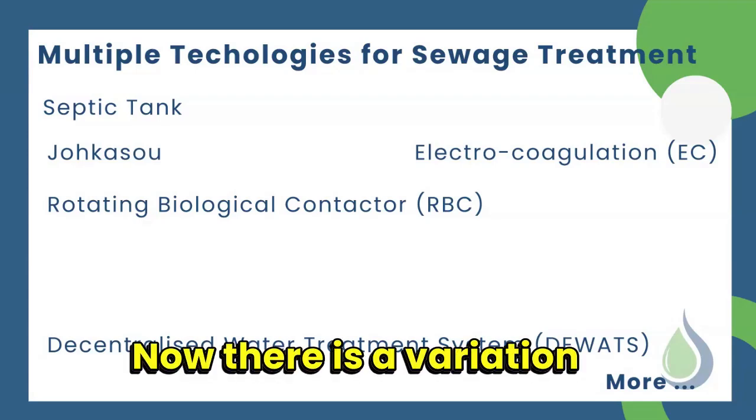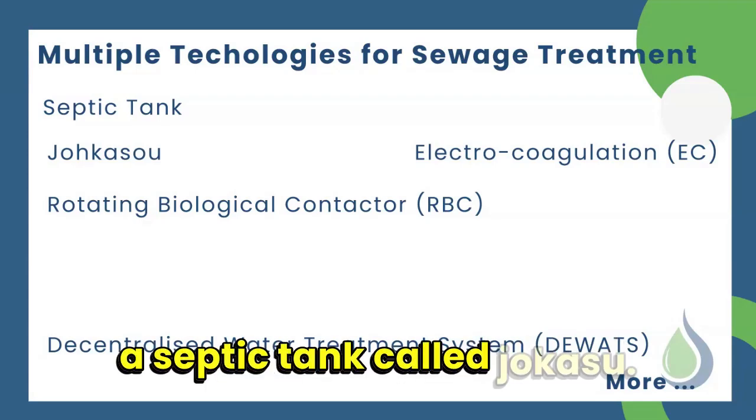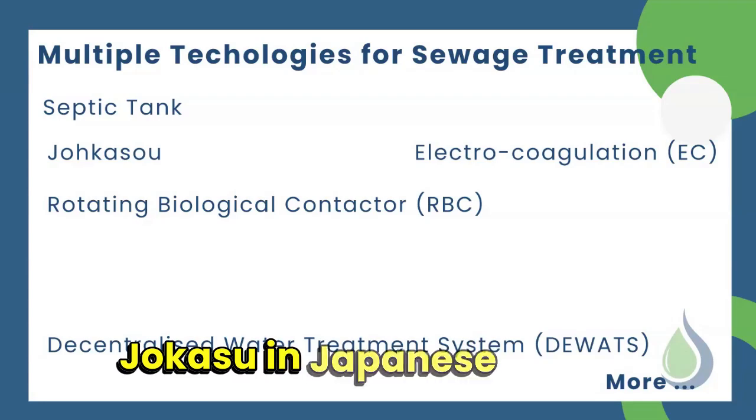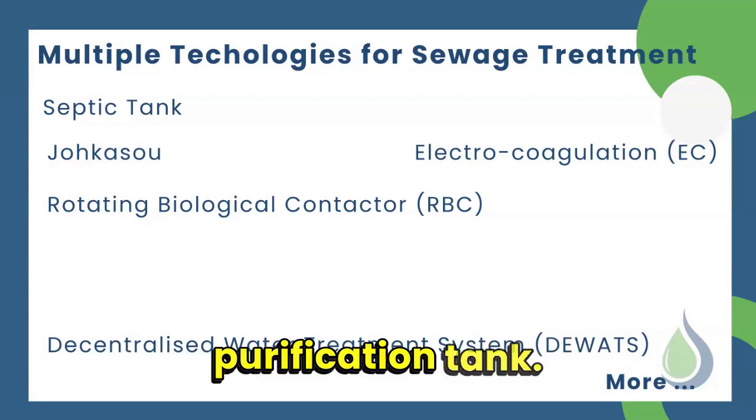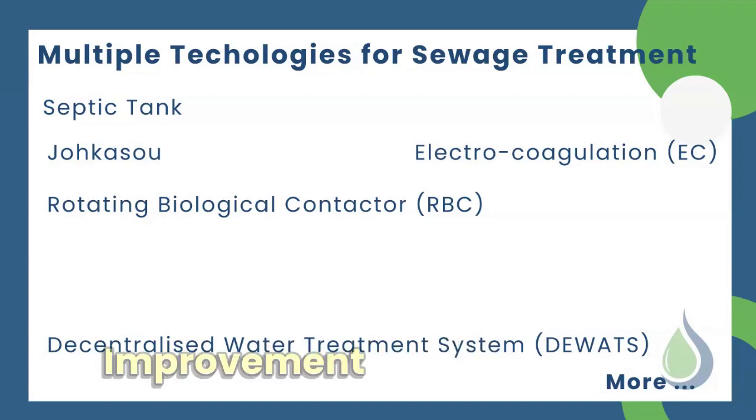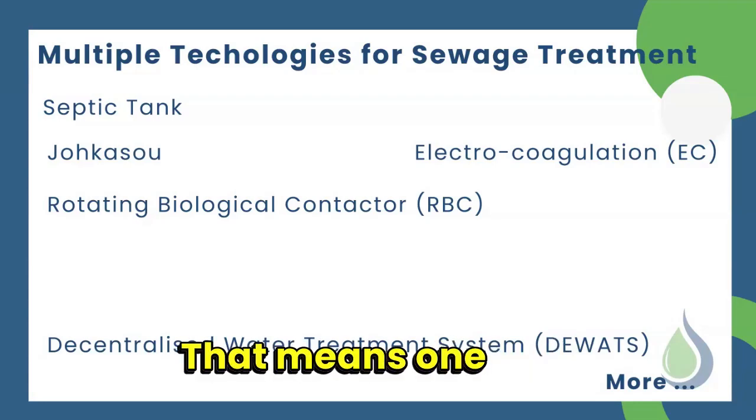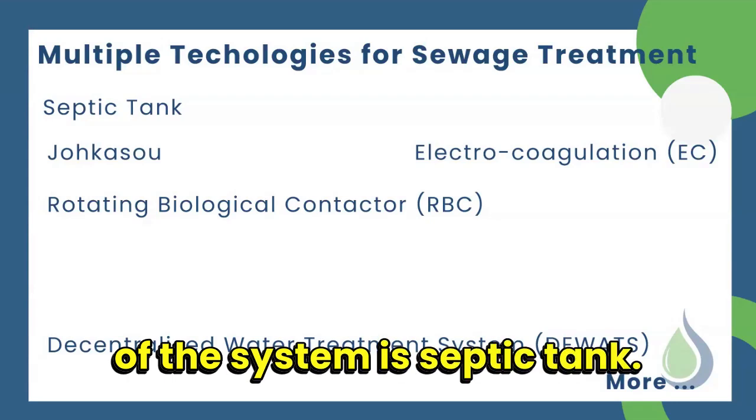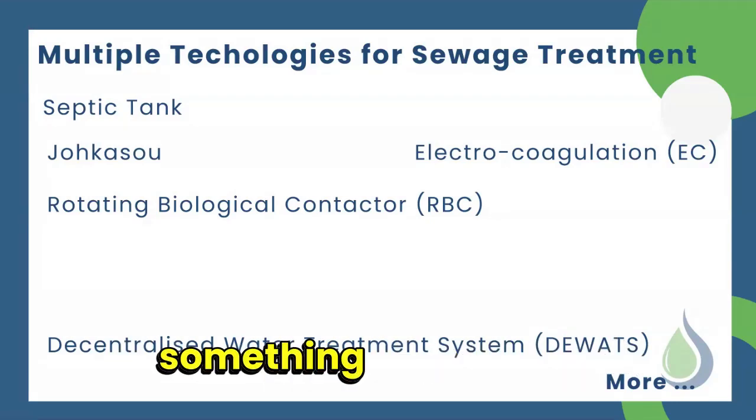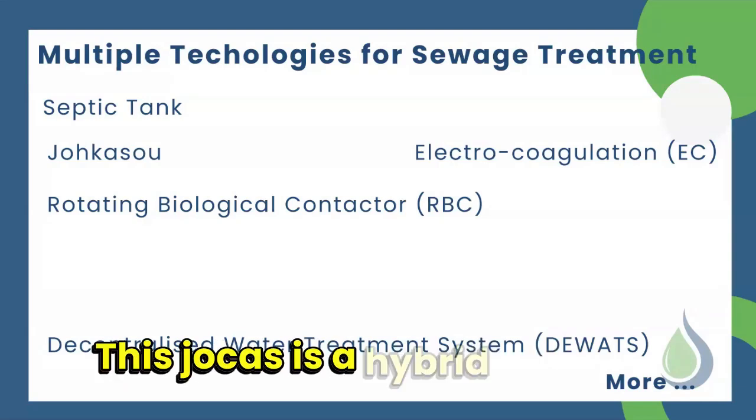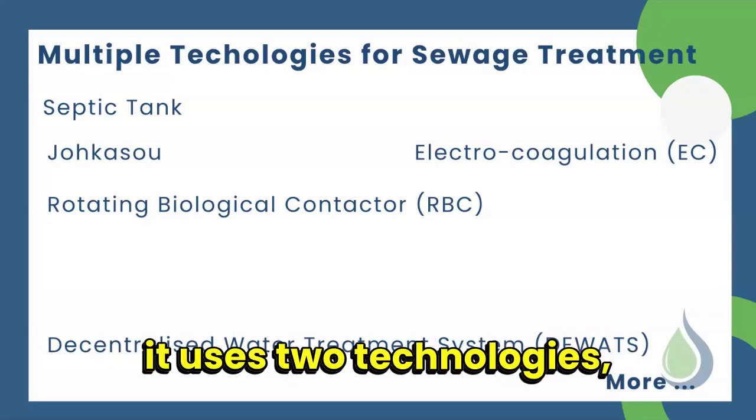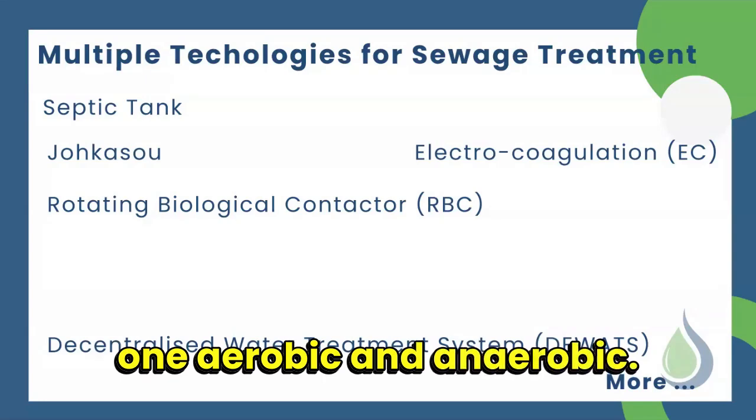Now there is a variation of a septic tank called jokasu. Jokasu in Japanese means purification tank. What is this improvement on septic tank? This is also called an aerated septic tank. That means one part of the system is septic tank, second part of the system is something like a MBBR. Okay, this is called a hybrid technology. This jokasu is a hybrid because it uses two technologies, one aerobic and one anaerobic.